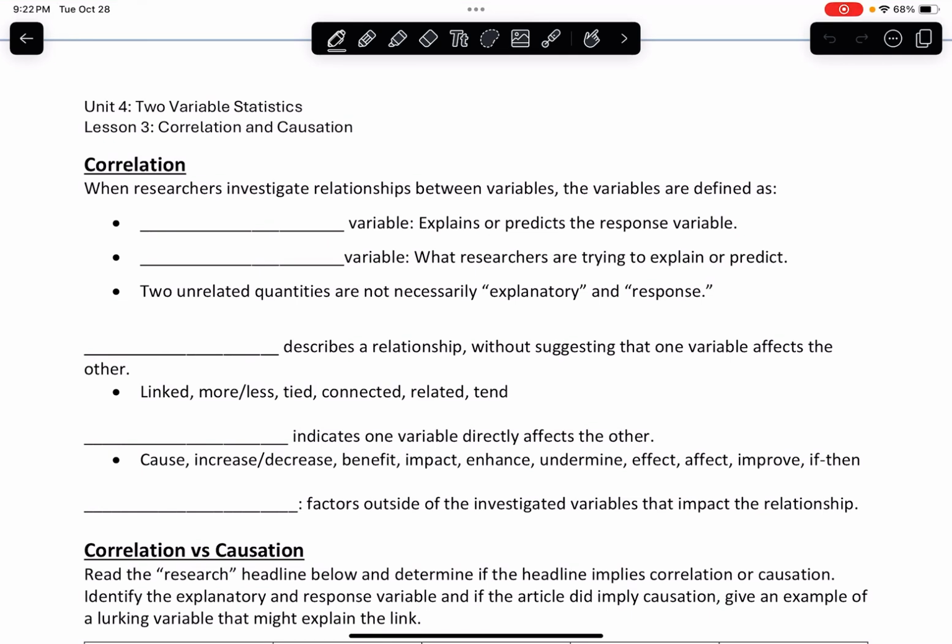So this is lesson 4.3, where we're going to build on what we learned about two variable statistics previously when we talked about scatter plots, and we're going to talk about correlation and causation today.